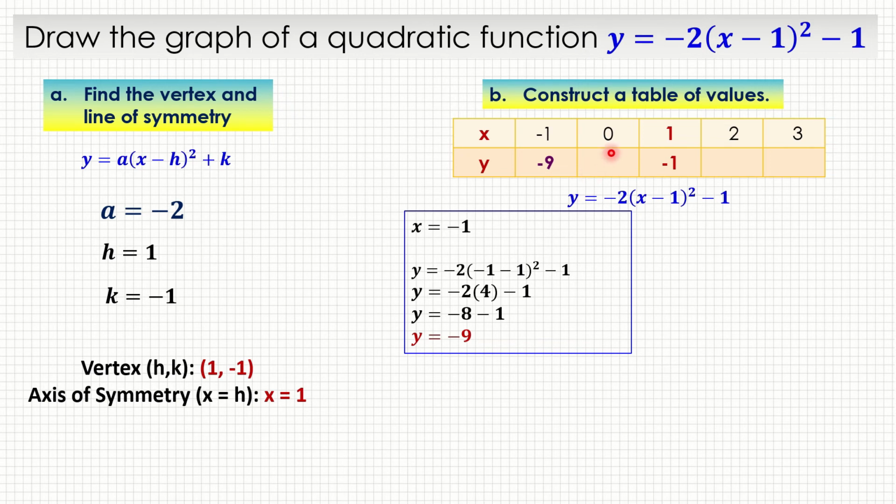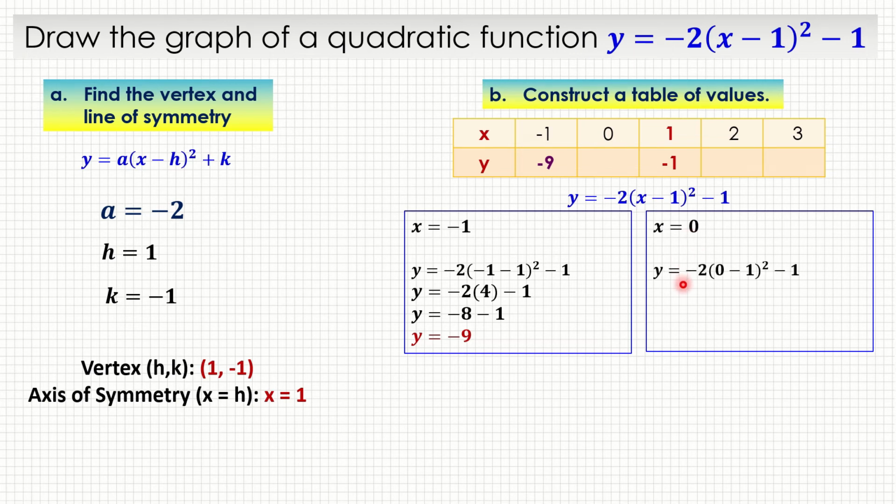Now, what if our x is equal to 0? Then, if x is equal to 0, then our y will be equal to -2 times (0 minus 1) squared minus 1, which is equal to -2 times 1 minus 1, and it is -2 minus 1. Therefore, the value of our y is equal to -3. If our x is equal to 0, then y is equal to -3.